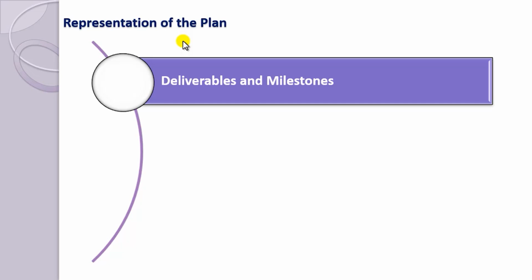So when we are representing a plan, what are the key items? What are the key aspects? So the first one is your deliverables and the milestones.